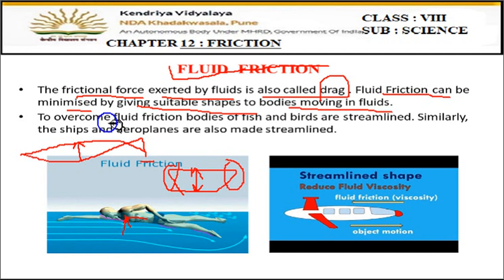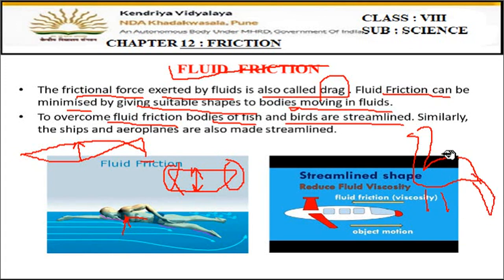So to overcome this fluid friction, bodies of the fishes and birds are streamlined. Birds fly in air. Birds also have a streamlined shape body. You see the shape of the bird. This is the head portion, this is the tail portion, and here are the legs. You see this starting part is also narrow, this ending part is also narrow, and in the middle the body is broad. So this shape is also called a streamlined shape.